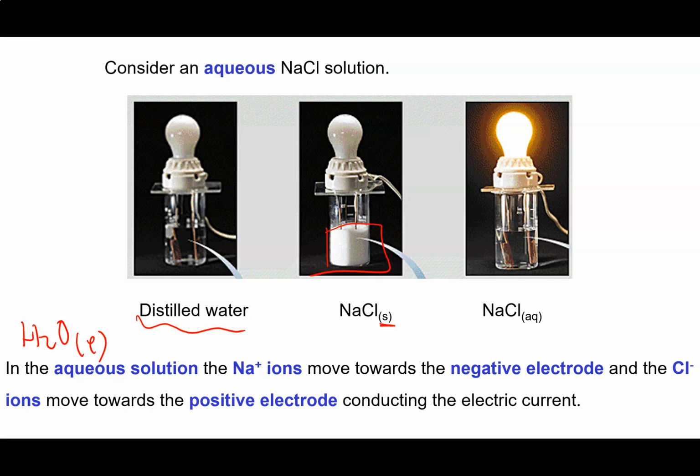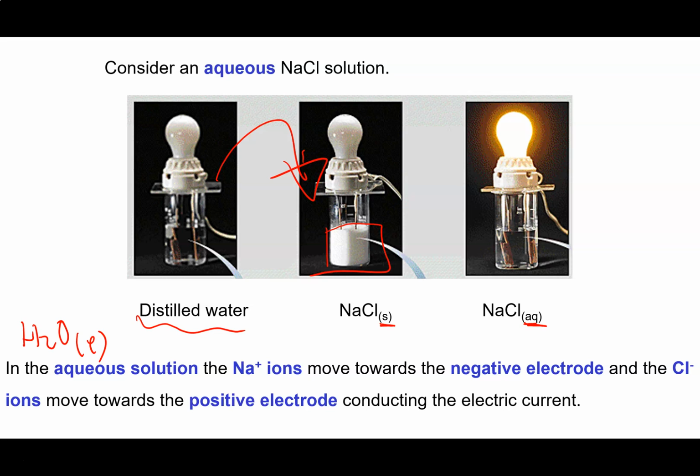However, if I dump the water into the ionic compound, then the water tears the ionic compound apart and I have individual positive ions and individual negative ions that are able to move around freely, and sure enough, the aqueous solution will conduct electricity. It will behave as an electrolyte.